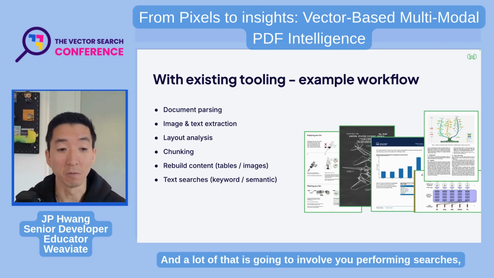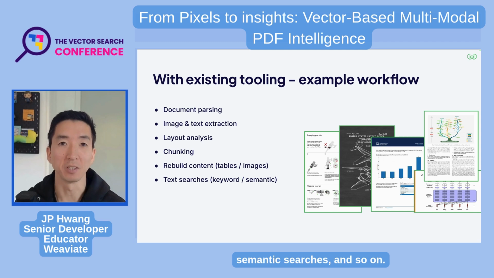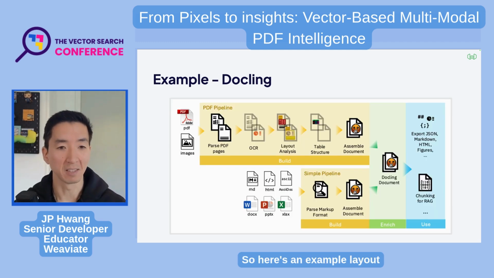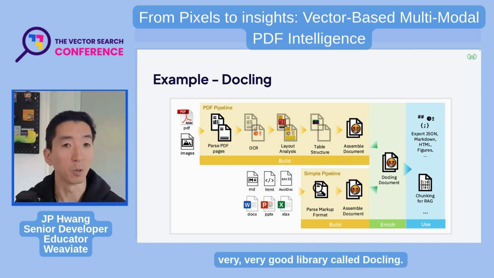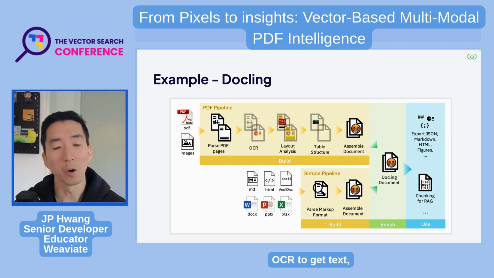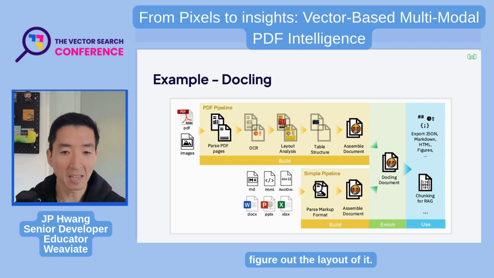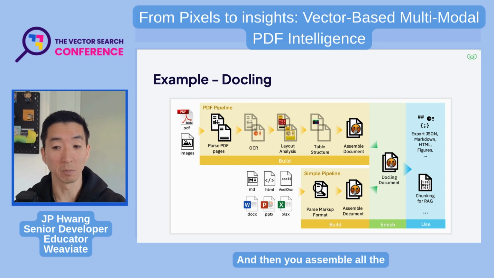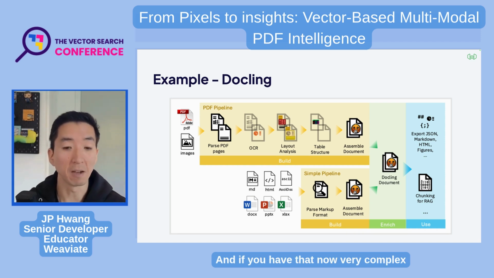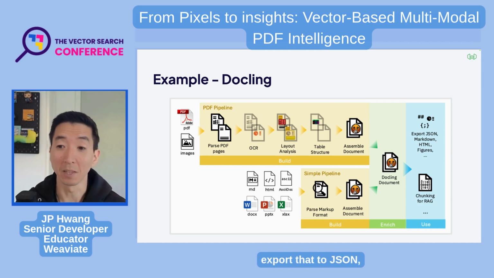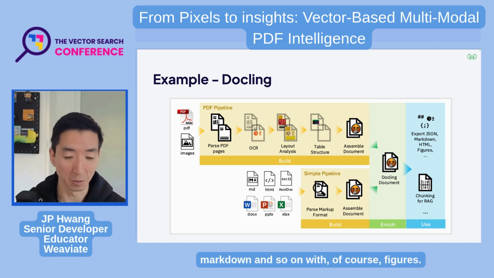And a lot of that is going to involve you performing searches, whether it's keyword searches, semantic searches, and so on. So here's an example layout using a very popular and very, very good library called Docling. You start from a PDF, go through parsing, OCR to get text, figure out the layout of it. If there's any tables, you'll have to reconstruct that, and then you assemble all of those documents. And if you have that now very complex document object, you might then, for example, export that to a JSON, Markdown, and so on, with, of course, figures.